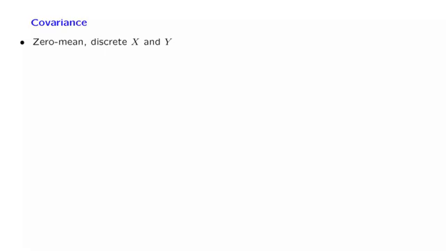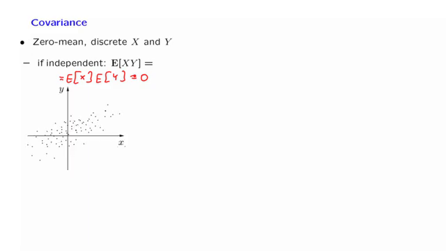Suppose that X and Y have zero means and that they are discrete random variables. If X and Y are independent, then the expectation of the product is the product of the expectations. And since we have assumed zero means, this is going to be equal to 0. But suppose instead that the joint PMF of X and Y is of the following kind.